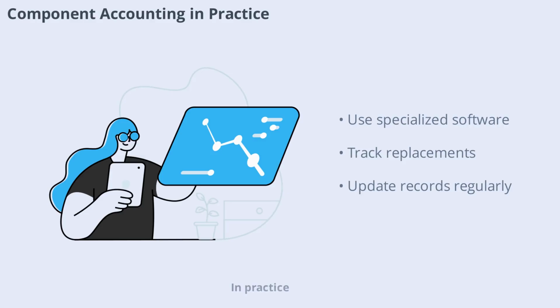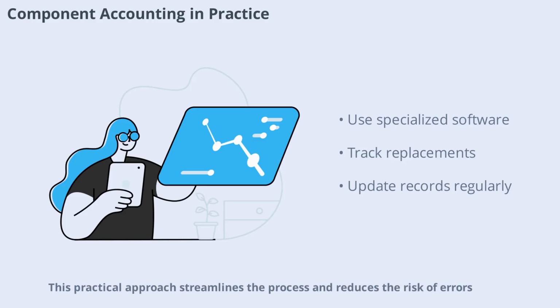In practice, companies often use specialized software to manage component accounting. These tools help track each component's value, depreciation, and replacement history. Regular reviews and updates ensure that records remain accurate, especially after major repairs or replacements. This practical approach streamlines the process and reduces the risk of errors.